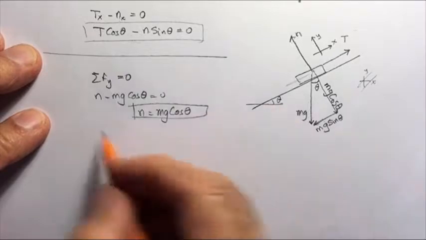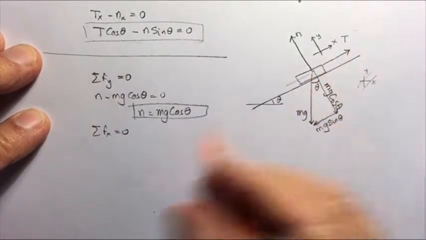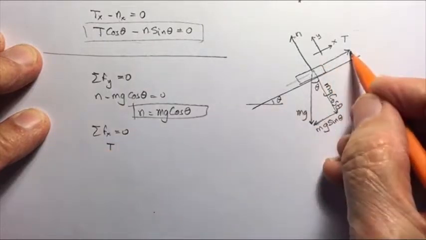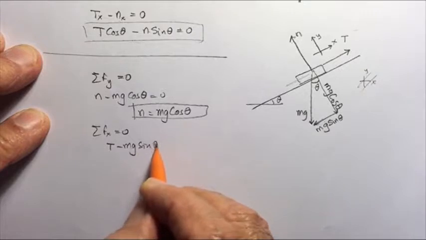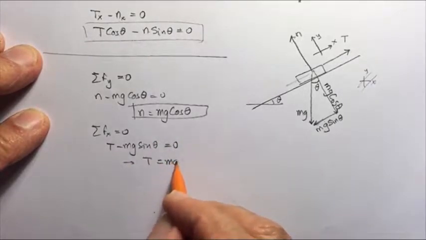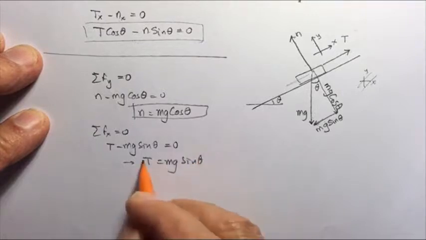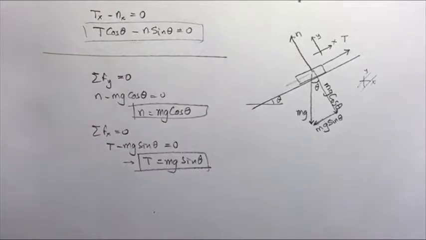And then we do the sum of forces in the x direction equals 0, so we have the T to the right and mg sine theta to the left equals 0, which gives us T equals mg sine theta. So if we know the mass and the angle, well, we have the tension. So it's a rather quick solution. Instead of having to solve simultaneous equations, we have the answer right away.